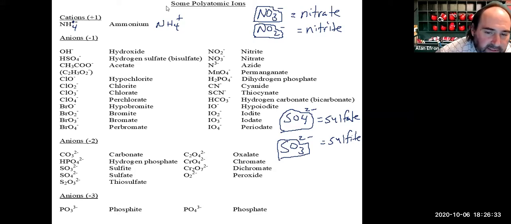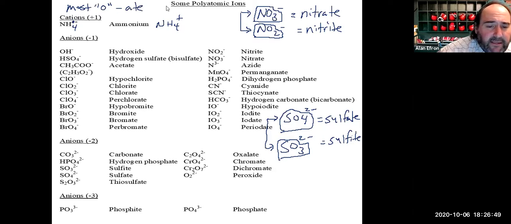The only difference between these, which are sometimes referred to as a group of two, is the number of oxygens. And typically the one with the most oxygens in a group of two will end in ATE. Like, you ate too much, more oxygens is a good way to remember it. The one with the least number of oxygens ends in ITE. So we see that trait happening with a lot of these guys. That's a really good way to memorize it.